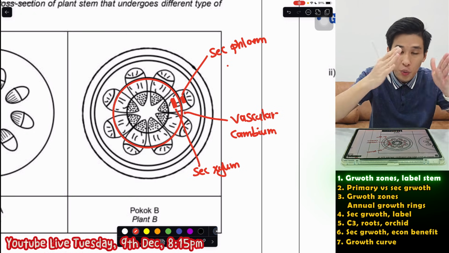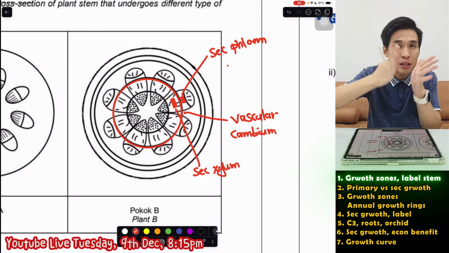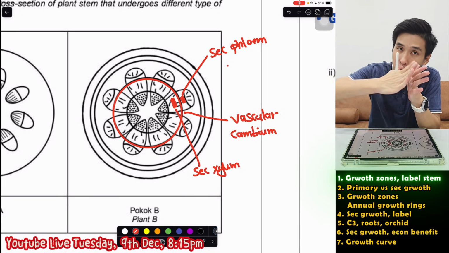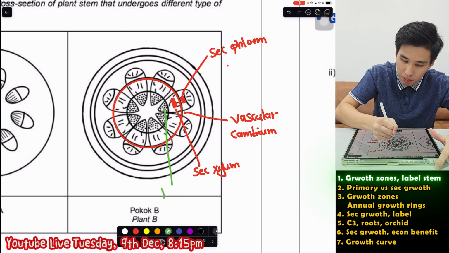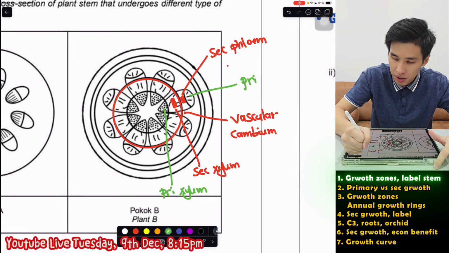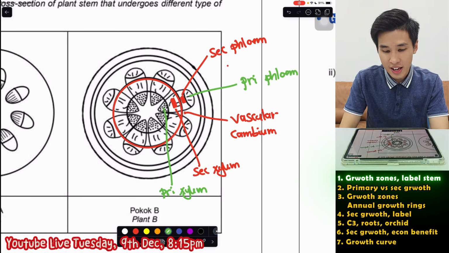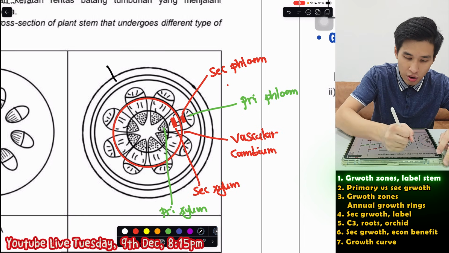And the ones further away from the ring will be the primary, because secondary is formed later, primary is formed first. So primary will always be pushed further away because secondary comes later. So this one will be primary xylem. This one will be primary phloem. Okay, and then you have another ring on the outside. It's called the cork cambium.